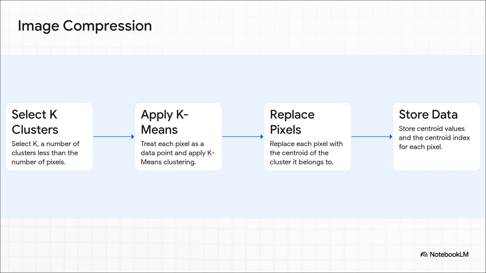A single image can have millions of different colors. Instead of keeping track of every single one, we first pick a small number, k, let's say 64 average colors that we want to use. Then we treat every pixel in that photo like a data point and use k-means to group all the similar colors together. Finally, we go back and replace each pixel's original unique color with the average color of the cluster it ended up in. We just took millions of colors and squashed them down to only 64.